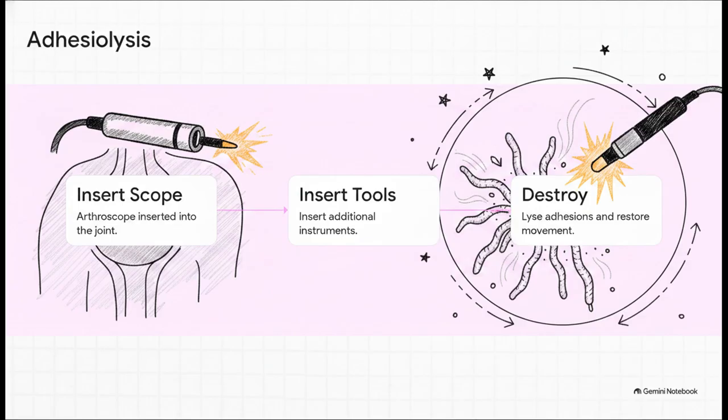The surgeon meticulously lyses, meaning destroys, and divides these dense fibrotic capsular bands all the way around the joint. By circumferentially releasing this incredibly tight tissue, they can instantly restore the full, free movement of the glenohumeral joint.